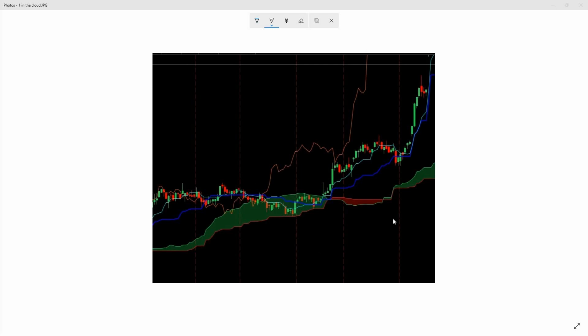Now you already have the basic knowledge of what the tenkan does and the kijun does and the chikou span behind it, and you got the Kumo cloud A and B, and so you already understand the grasp of the basics. So now we're going to start working on more advanced stuff so you can see things coming. So right now we're going to be talking about the cloud itself.